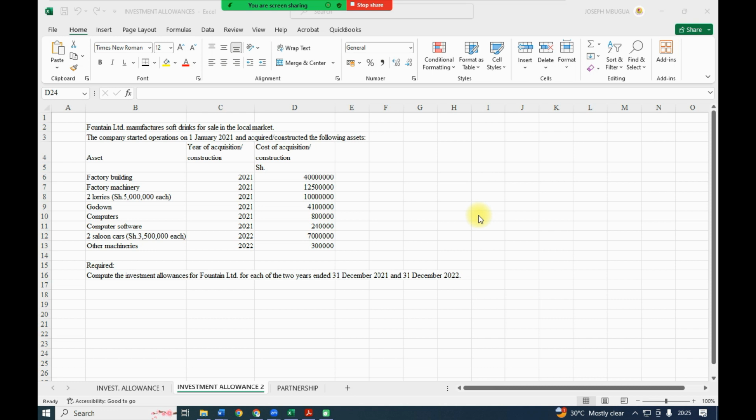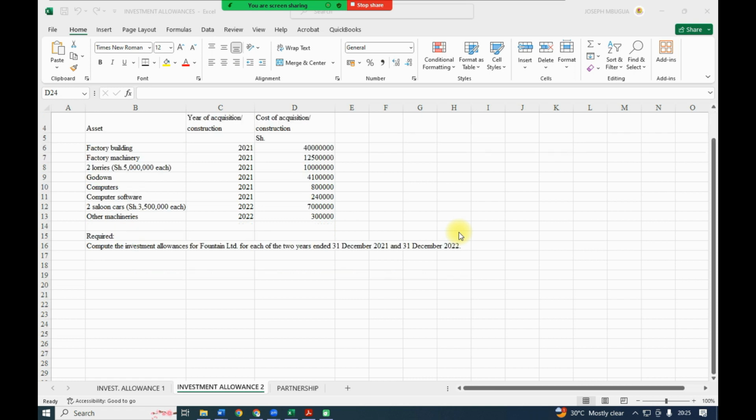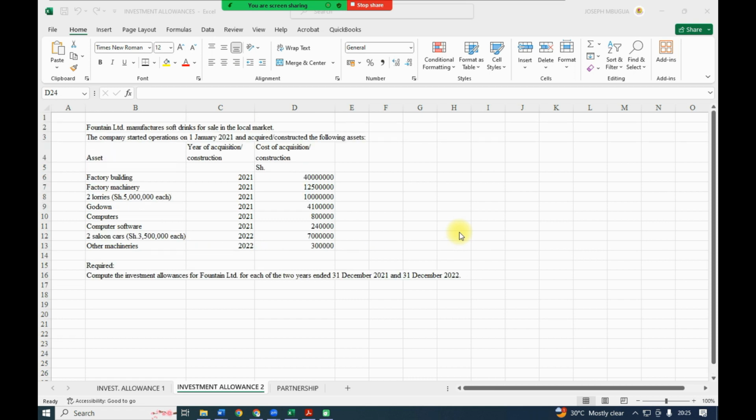That is the last part for taxation, whereby we have looked at employment, we have looked at company, we have looked at partnership. Now we look at this one for capital allowances or investment allowances. We shall be done with the taxation part.